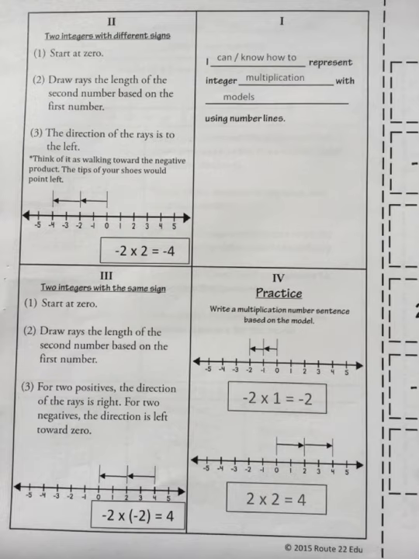Okay, so we've got 2 integers with different signs. That's what we're doing. I know how to represent integer multiplication with models, and that's basically what we were doing. We were modeling multiplication. You start at 0 with your number lines, and then you raise the length of the second number based on the first number. The direction of the raise is to the left. Think of it as walking toward the negative product. The tips of your shoes would point to the left. So they show you a negative 2 here. You're going negative 2, but then you have to go an additional 2. So that would give you the negative 4.